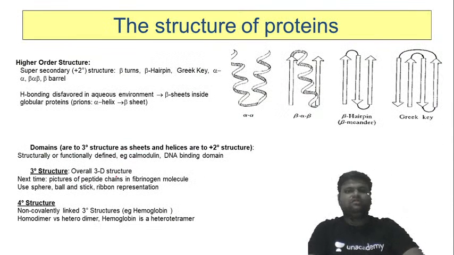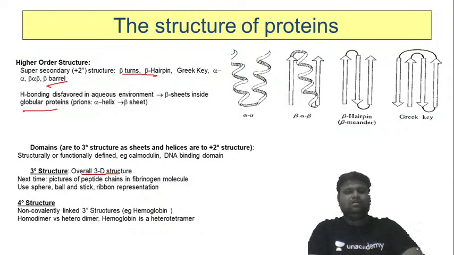This is the super secondary structure, which consists of beta turn, beta hairpin, Greek key, alpha and beta barrel. Hydrogen bonding is disfavored in aqueous environment, as in beta sheets inside the globular proteins. This is the third, tertiary structure, which is the overall 3D structure.